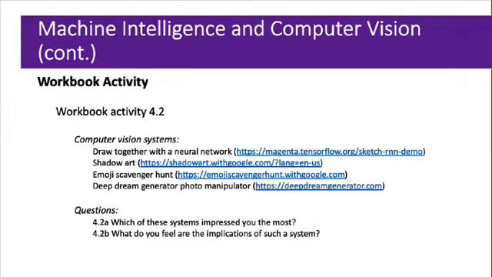Let's turn to Workbook Activity 4.2 now. Here, you're going to spend 10 minutes to explore a variety of computer vision systems, and spend a few minutes with each of them. Then, answer the questions in the associated workbook. So the computer vision systems that you should be looking at are A. Draw together with a neural network. B. Shadow art. C. Emoji scavenger hunt. And D. Deep dream generator photo manipulator.